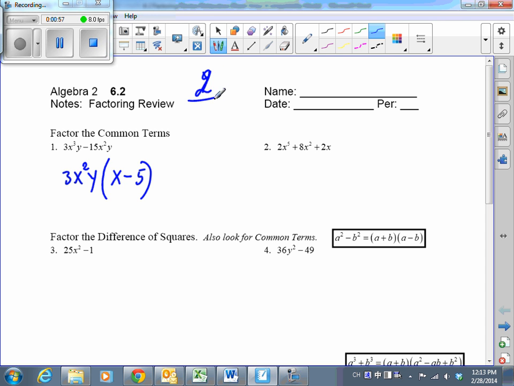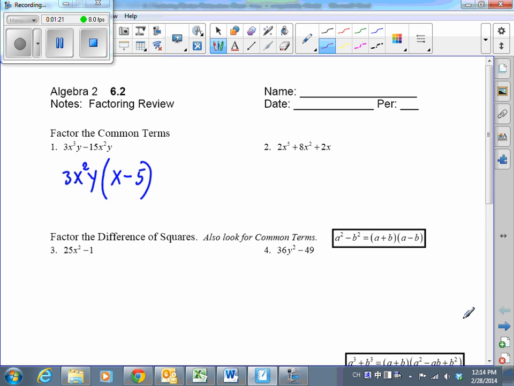What if I say 2 divided by 2? What is this equal to? 1. What about y over y? 1. So when you divide identical terms, you get 1, not 0. You don't write it again, because anything times 1 is... What's 5 times 1? 5. Anything times 1 is itself.